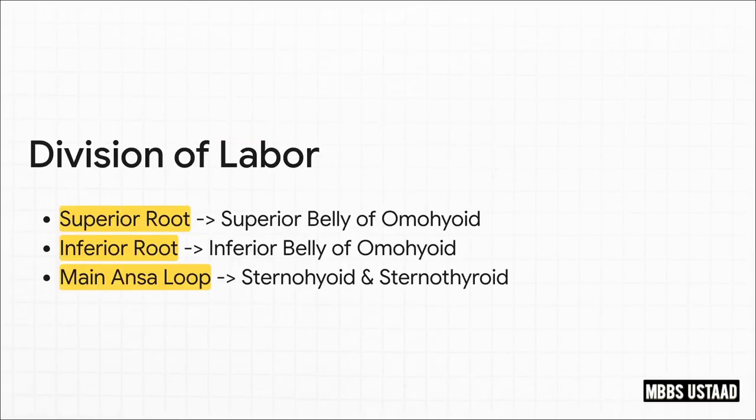Okay, so let's map this all out. Who's in charge of what? Remember that omohyoid muscle with its 2 bellies? Well, here's the payoff. The superior root innervates the superior belly. The inferior root takes care of the inferior belly. And then, the main Ansa loop itself sends out branches to the last 2 infrahyoids, the sternohyoid and the sternothyroid. See, it's a really beautifully organized system.